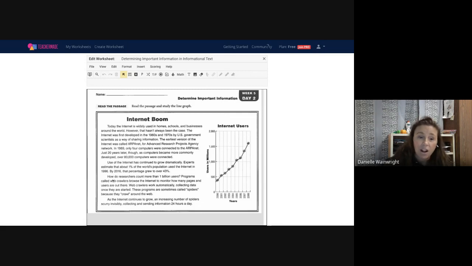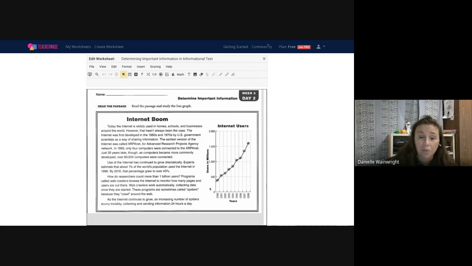Now, the next paragraph is all about how people measure that growth and the usage. So it's the spiders and the crawlers. So is that information super useful in that? No, it's not. It's good information. It's valuable, but it doesn't support our point that internet usage has grown.